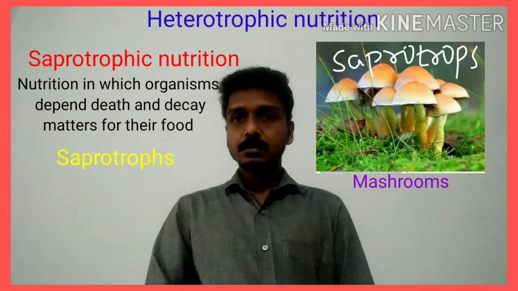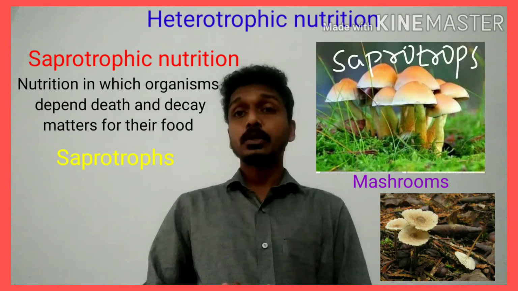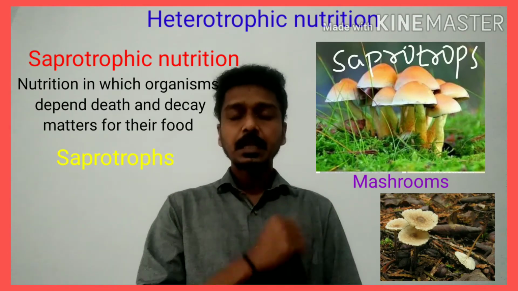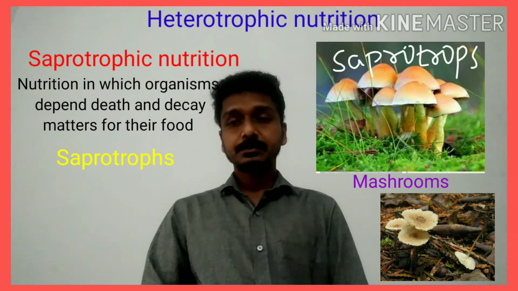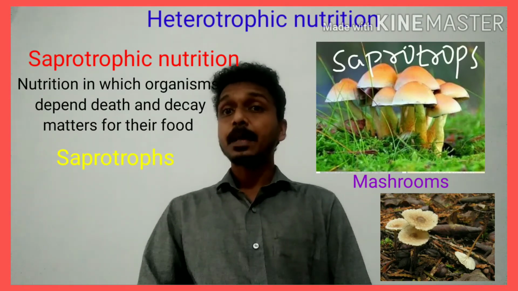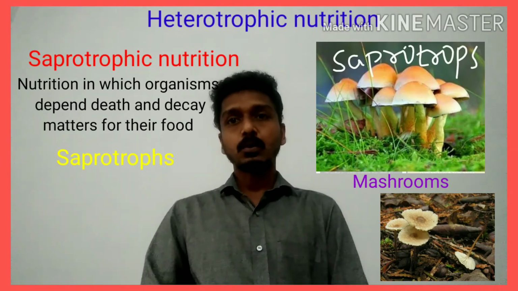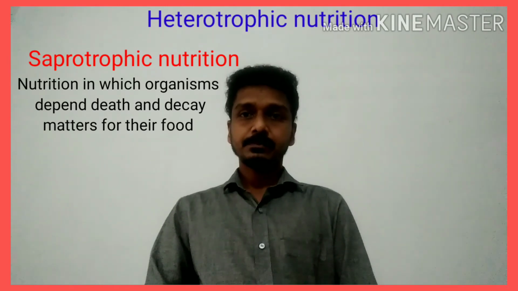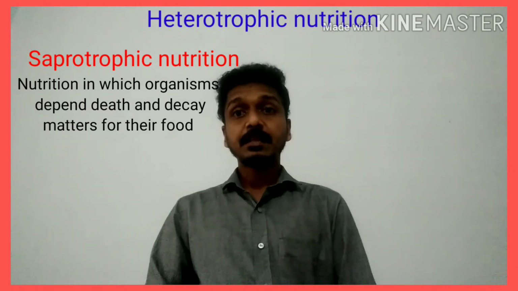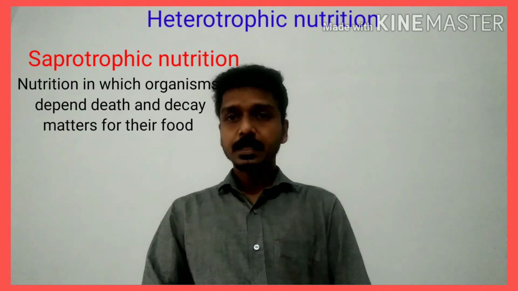You know that during the rainy season, mushrooms grow on death and decay matter. That's why mushrooms are saprotrophs, and they have saprotrophic nutrition. Here we categorize two types of nutrition: parasitic nutrition and saprotrophic nutrition. You got the idea, right?